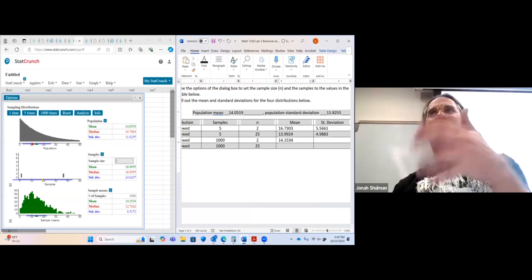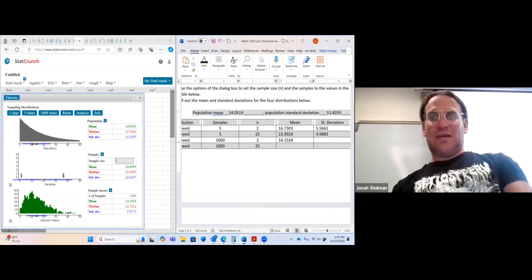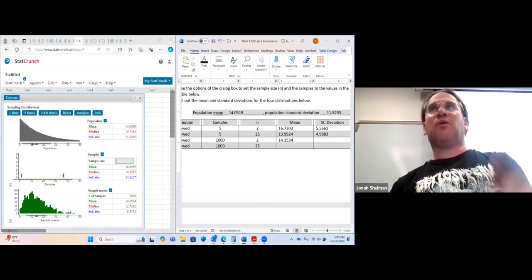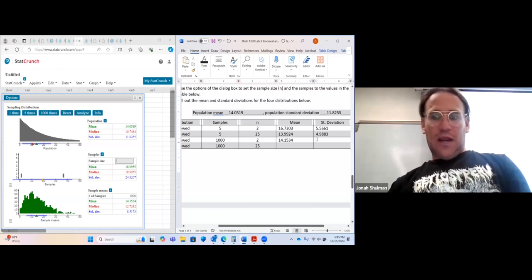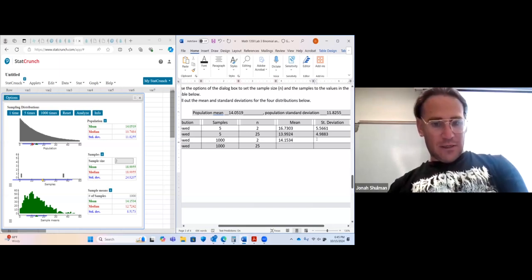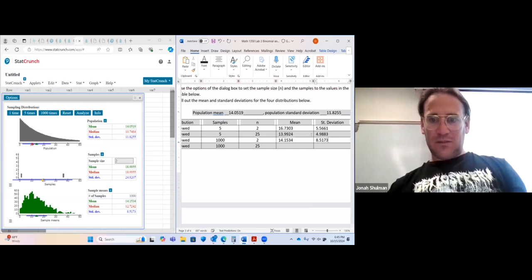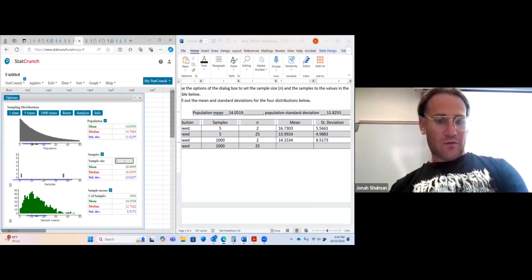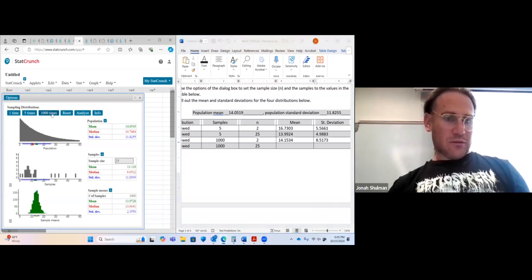14.1534. And don't worry about it. It's probably just the luck of the draw. When you only sample 5 times, it could totally happen. All right, and my standard deviation should be big, 8.5173. And here's my last one, 25 at 1,000.